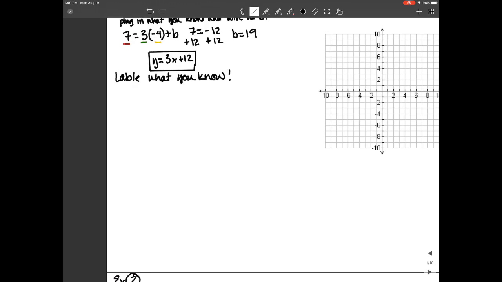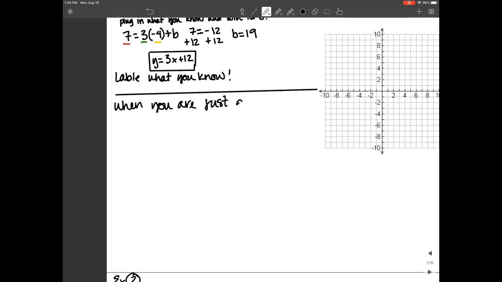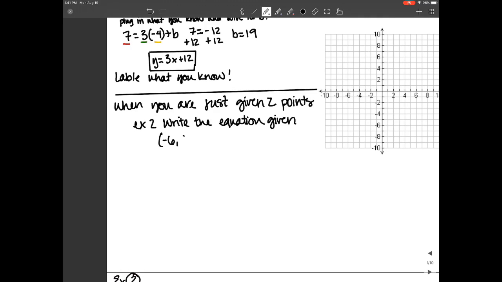Second type is when you are just given 2 points. So just given 2 points. So it'll say something like, your direction will say, write the equation given that.